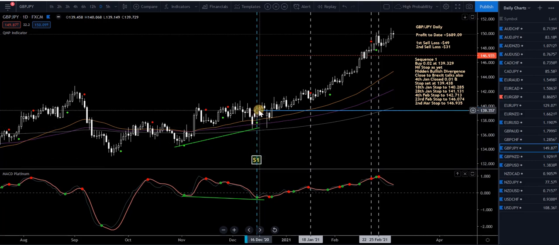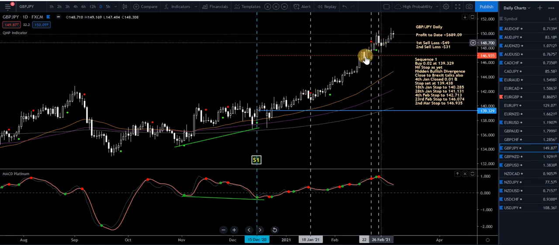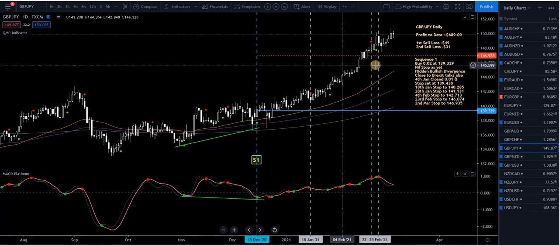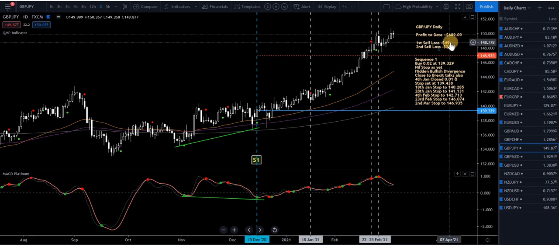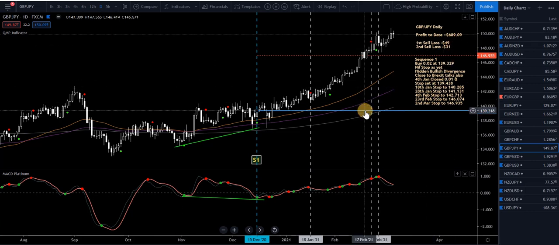There's buy trades from back, I think on the 16th of December I took it. So I've been in this trade for a long time. And that's probably up about 1,000 pips at the moment. Already closed half, trailing my stop. My stop's that red dotted line there. So recovering a bit of these sell losses with this buy trade.